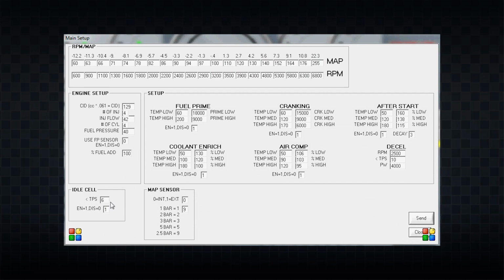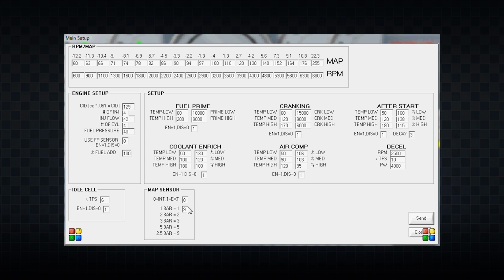Next, we move into the idle cell. Here, we'll set parameters for when the idle cell is activated. The idle cell is located inside the fuel table and the spark table. In this example, we have a value of 6. In this case, it means 0.6% of the throttle. A value of 10 would mean 1%. There's a missing decimal point here. We can also turn it on and off with enable/disable.